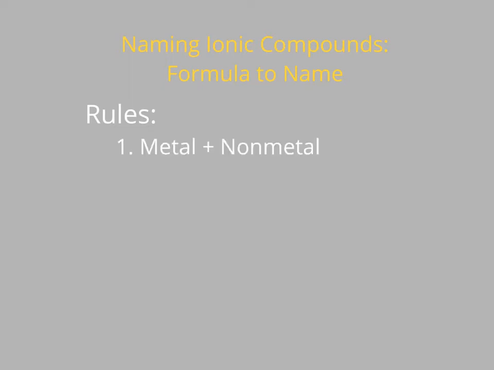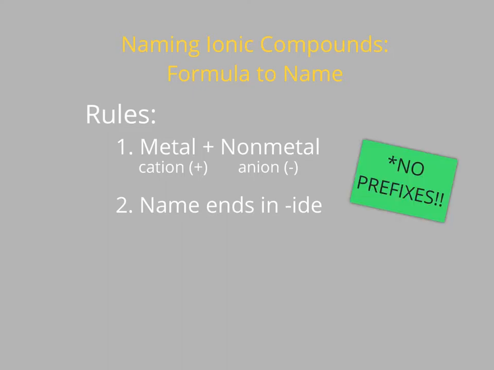The first rule is that ionic compounds are always composed of a metal and a nonmetal. As we've already discussed, the metal is our cation and comes first, and the nonmetal is our anion and comes second in the formula for an ionic compound. The second rule, when going from formula to name, is that the compound, like our binary molecular compounds, ends in "ide." Note that for ionic compounds, we do not use prefixes. Prefixes are only used when naming binary molecular compounds.